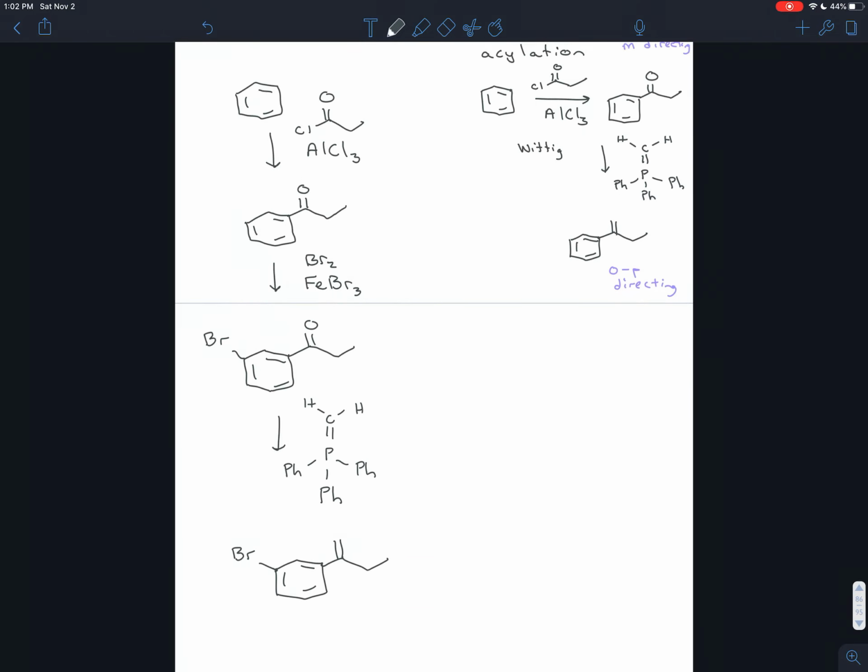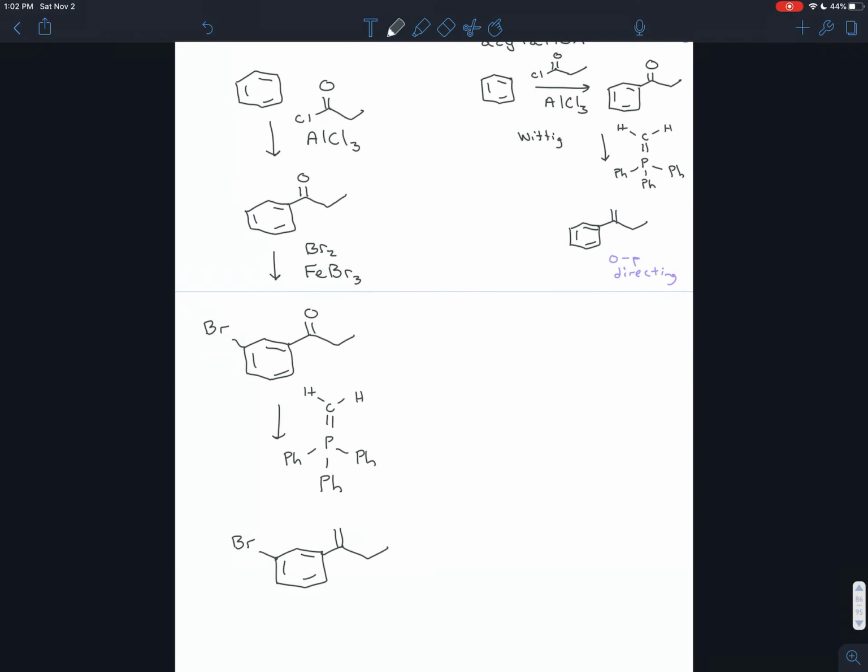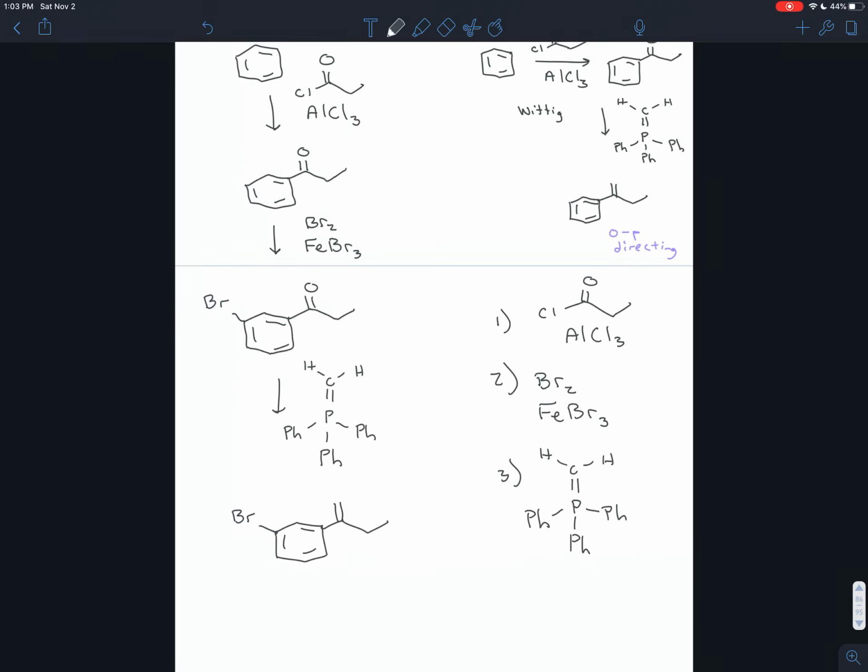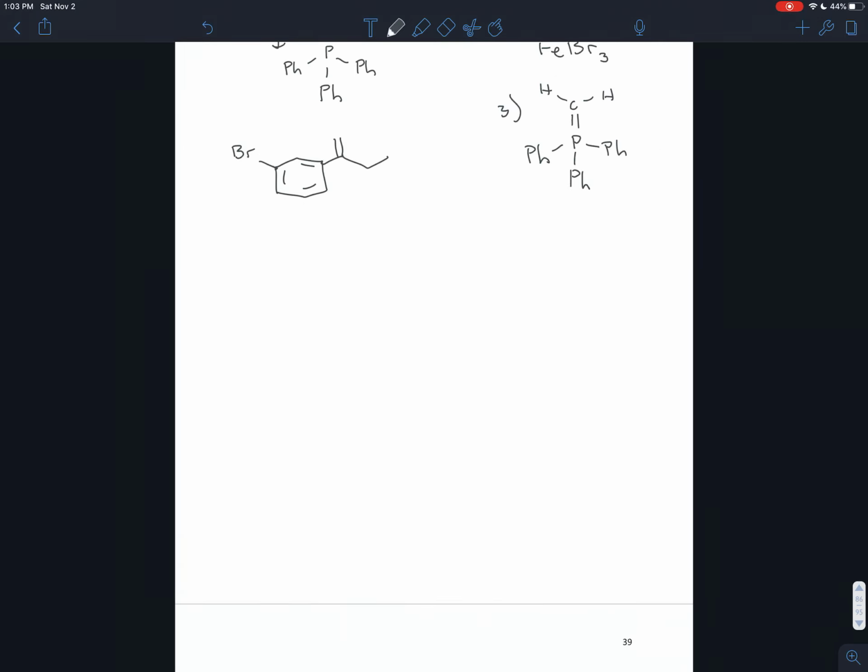It's very important that the reactions are done in that order. So first, the acyl chloride with AlCl3. Second, the bromine with FeBr3. And third, the Wittig reagent. Notice if you do them in any other order, the reaction won't work.